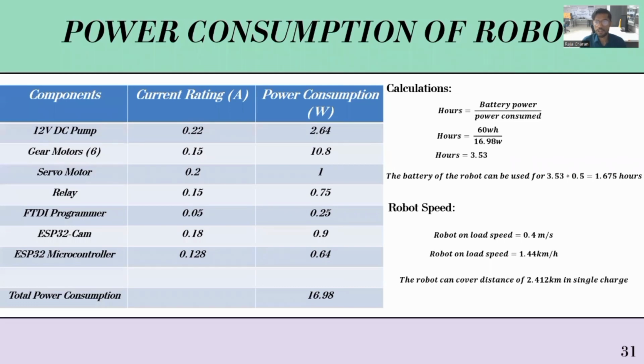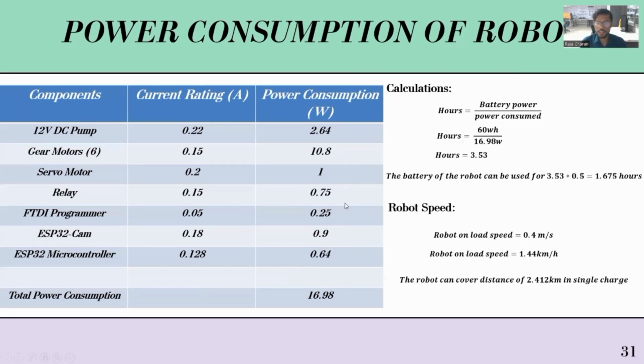So here is some calculation of the power consumption of our robot. We are using some components. Here are listed the components that we are using: 12 volt DC pump, gear motors, servo motor, relay, FTDI programmer, ESP32 cam, ESP32 microcontroller, and their total power consumption. So here is the power consumption of each component, and the total power consumption of our robot is 16.98 watt.